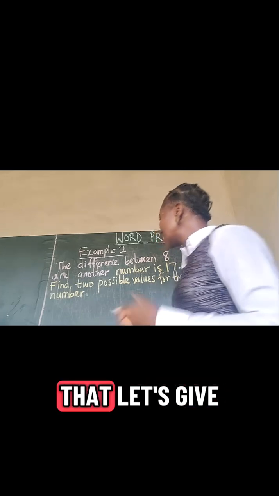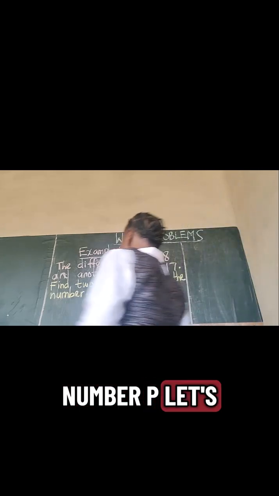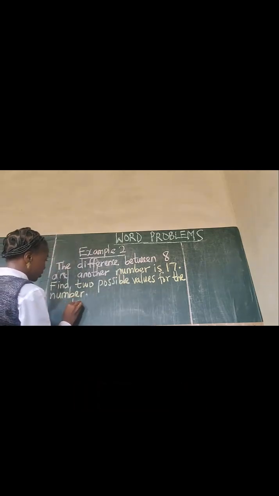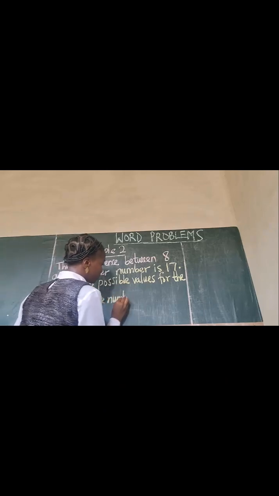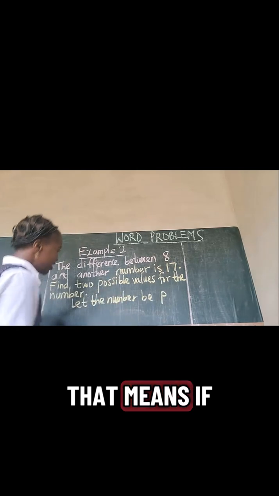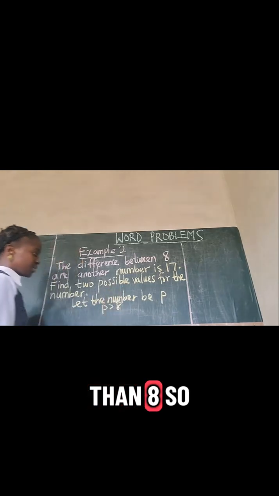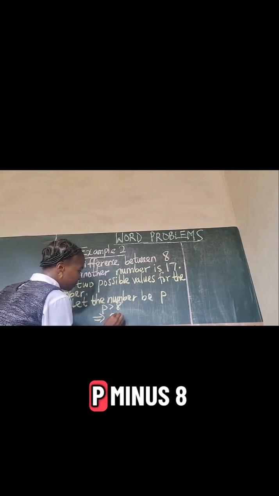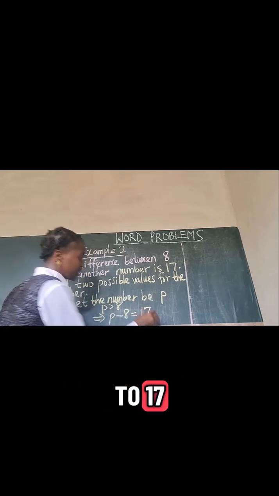So let's give the number a letter. What letter should we give? Let's give the number P. Let the number be P. If P is greater than 8, that implies that P minus 8 will be equal to 17.